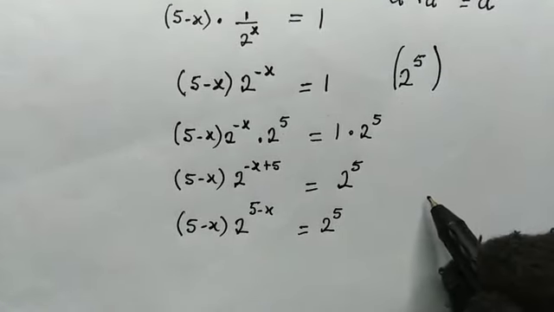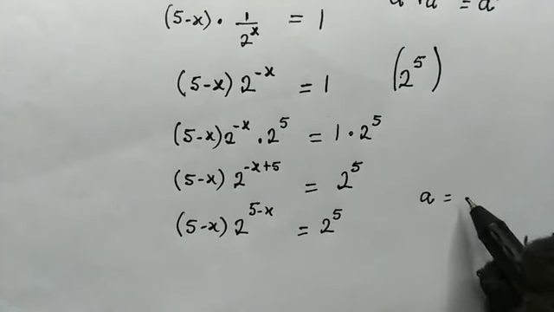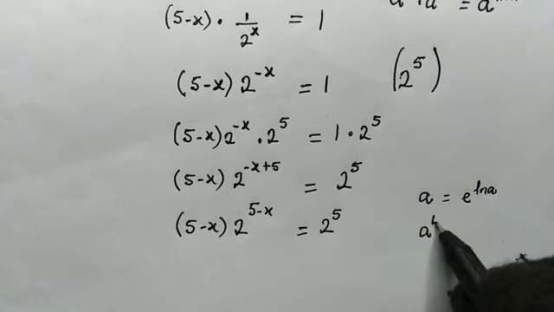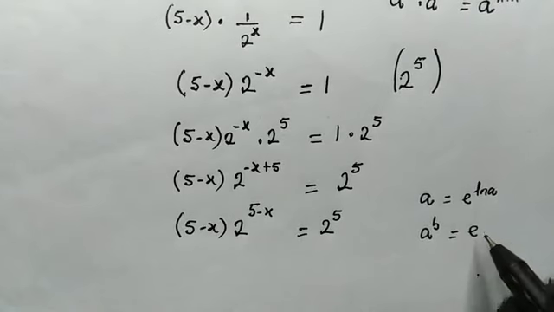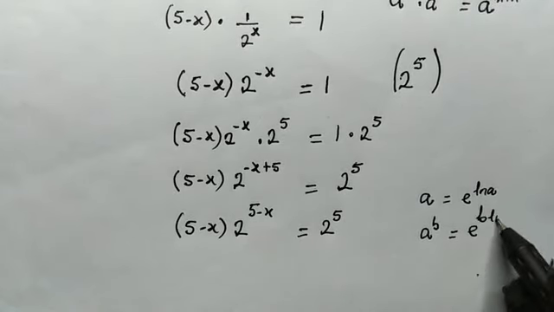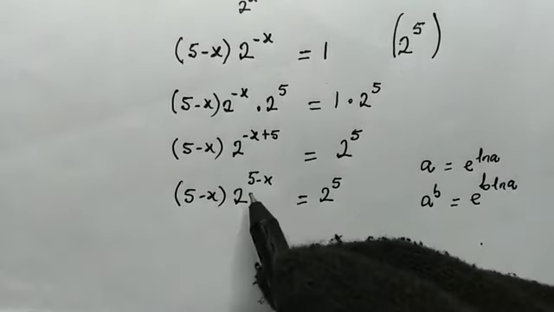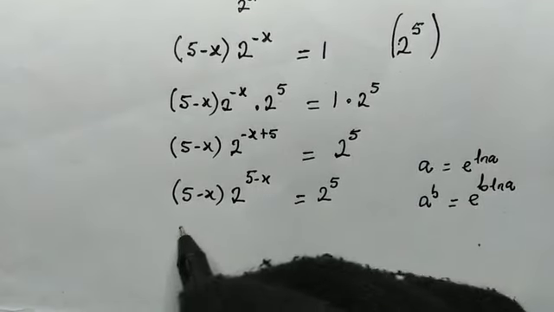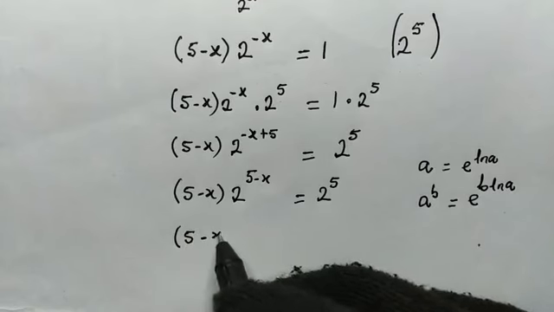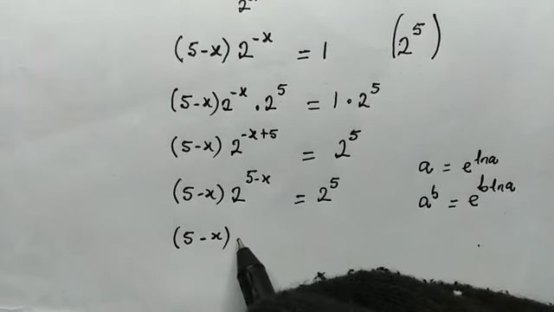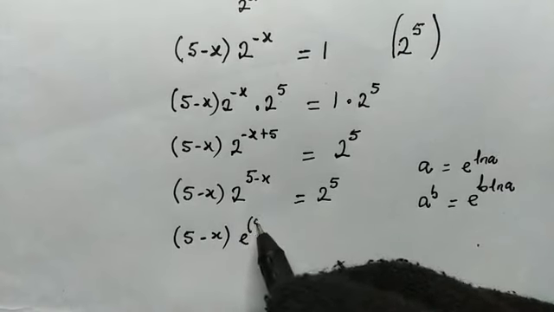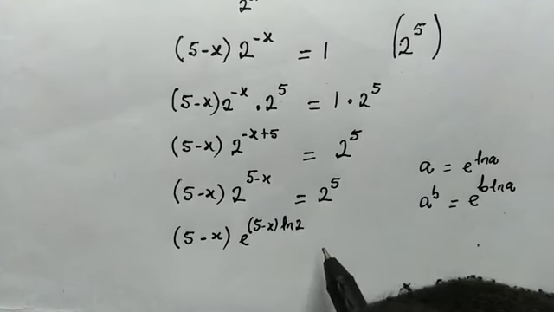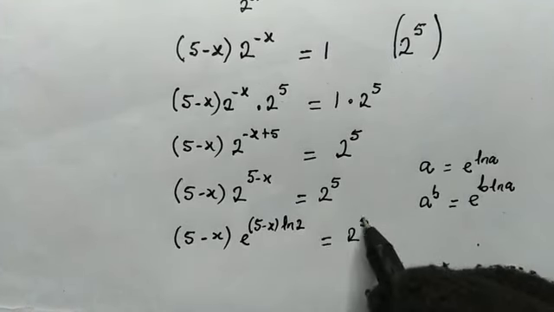Now in our next step, let us take note of this. A can be written as e to the power of ln of a. When a has a power of b, we can also express this as e to the power of b multiplied by the natural log of a. So here we can see that 2 here has a power of 5 minus x, so we can write it in this form. So this will be 5 minus x multiplied by e to the power of 5 minus x times the ln of the base, which is 2. This will be equal to 2 to the power of 5.